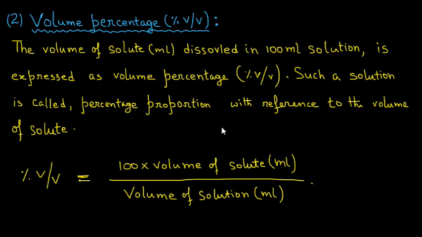Volume percentage. The volume of a solute in ml dissolved in 100 ml of solution is expressed as volume percentage V upon V. Such a solution is called percentage proportion with reference to the volume of solute. Therefore, percentage V upon V is equal to 100 multiplied by volume of solute in ml upon volume of solution in ml.